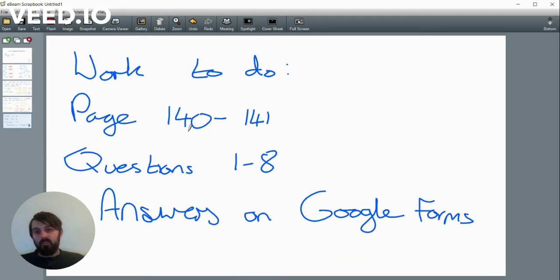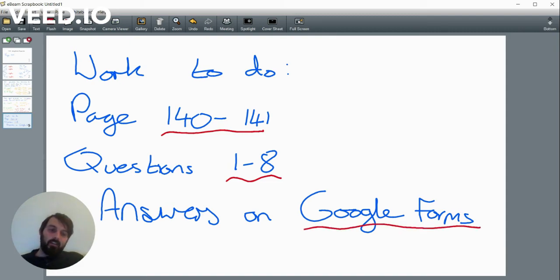So the work to do is going to be page 140 to 141, questions 1 to 8. And if you put your answers on a Google form I'm going to create, and then I get to check them all out. If you look at questions 3 and 6, they have little boxes to help you with the working out. But on the Google form, you'll just have to put the answer, because otherwise it's too messy. So use the boxes to help you when you're doing the question, but just the final answer in the form.